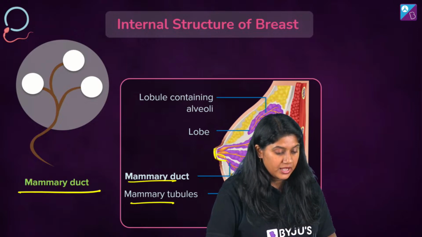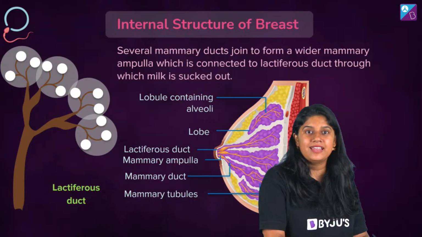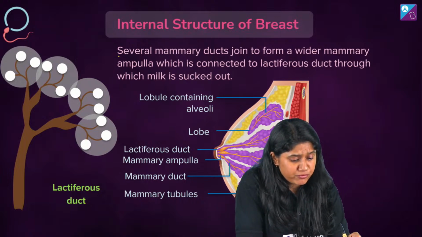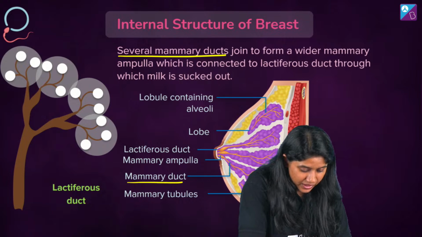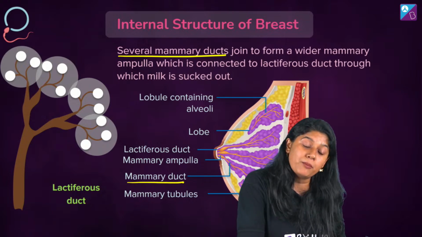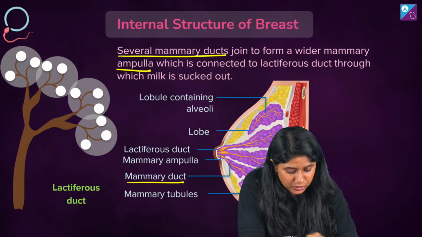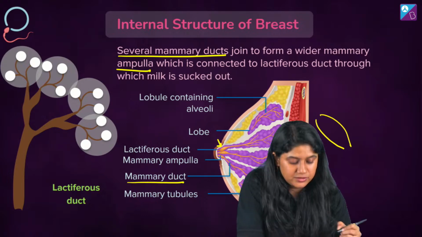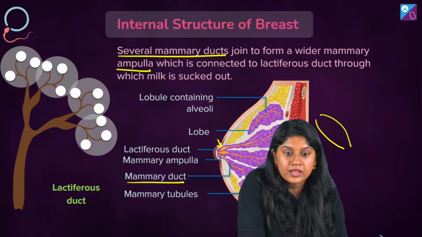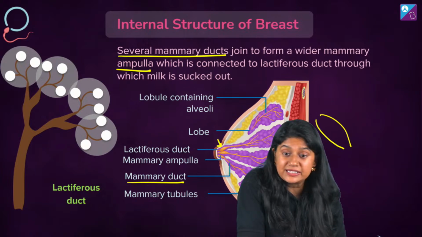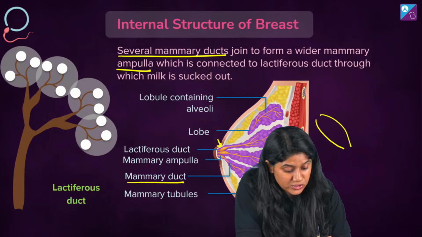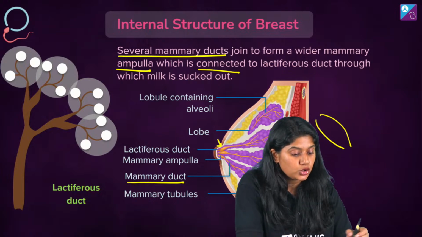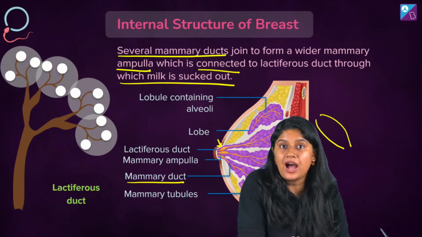Now, lactiferous duct we just did and we have it over here. We know that several mammary ducts are there, right? They will be joining and forming the wider ampulla. Can you see this part over here, the yellow part, everyone? Very good. So we have this part which is the ampulla, which is connected to the lactiferous duct through which the milk is being sucked out.